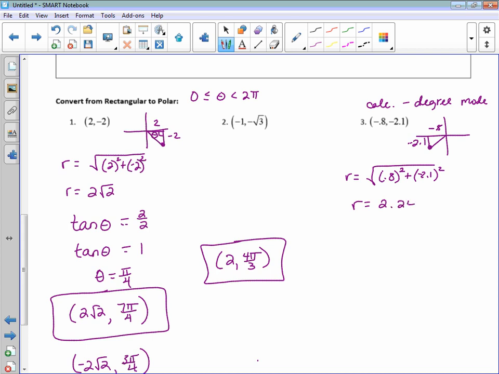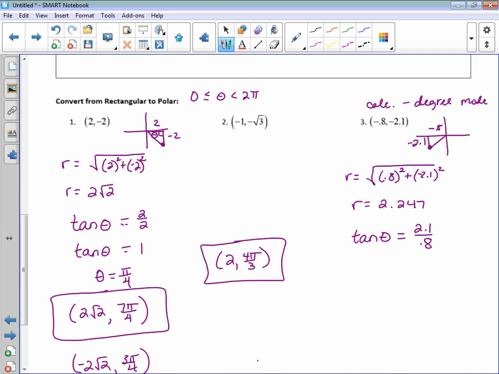2.246. Are we okay with that? Okay. The r, there's nothing tricky with that at all. The theta, let's think about it a little. So we're still going to use tangent. And guys, again, I would think about reference angle from the first quadrant. So I'm thinking 2.1 over 0.8.